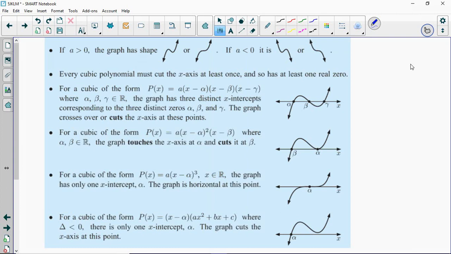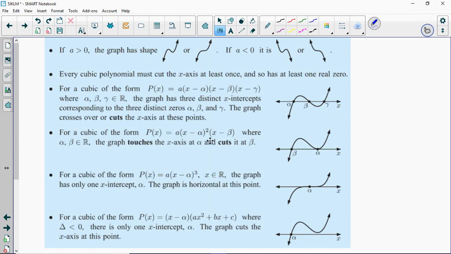All right, so here's all the stuff we got to know. So like I said, when our A value is positive, our cubic will have one of these two shapes. So it's either turning twice or it's just flattening out, and then going downwards if A is negative. Every cubic has to cut the x-axis at least one time. It might be 2 if the x-axis touches on one of those turning points, or it might be 3. If we can factor the cubic into 3 linear factors, then it's going to have 3 separate zeros.